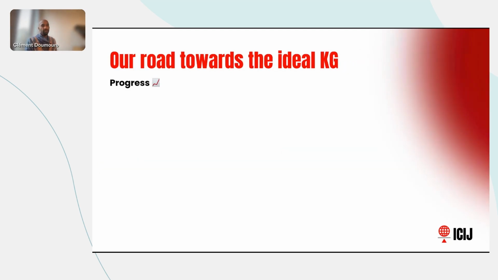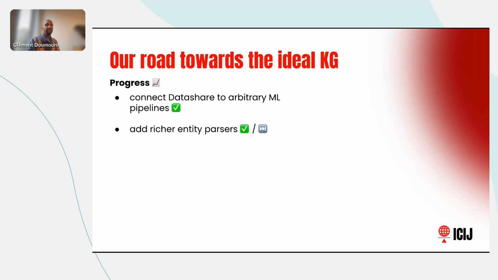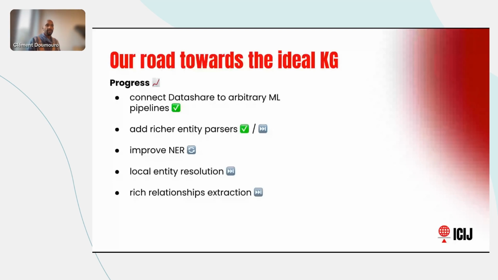So this is where we want to go in the future. And I'll tell you where we stand on that road. We've recently made it possible to connect Datashare to arbitrary machine learning pipelines, which should help us to perform complex machine learning workflows. We've added richer entity parsers to enrich the graph, and we'll keep adding more. We are improving the NER to avoid garbage in, garbage out situations. Local entity resolution and rich entity relationship extraction are also coming next.